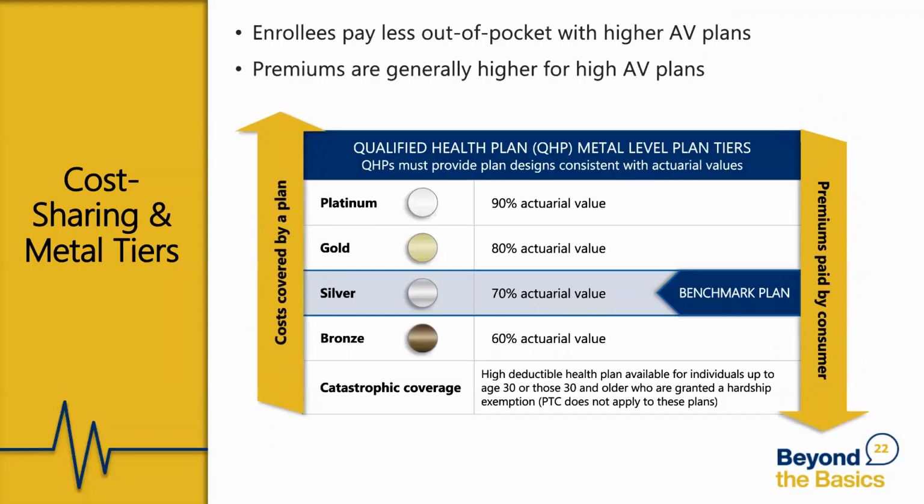So those metal levels that we talked about: in general, the higher the metal level, the more precious the metal, the more generous the plan is. Platinum has a 90% actuarial value, and bronze has a 60% actuarial value. The silver plans, which are the benchmark for the premium tax credits and the plan that people have to enroll in to get cost sharing reductions, have a 70% actuarial value. And the less generous the plan is, the less precious the metal, the lower the premiums generally are going to be for the consumer enrolling in that plan.